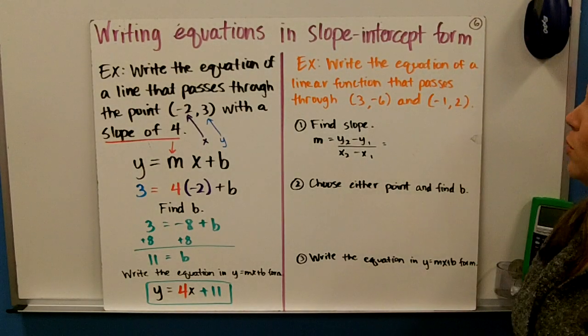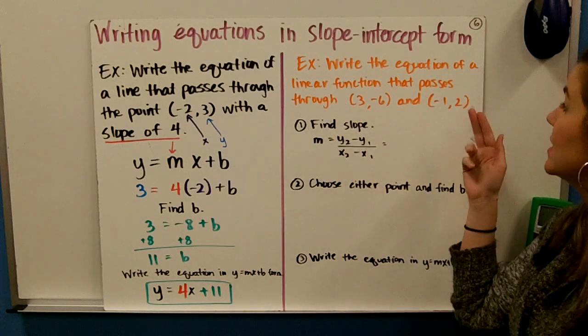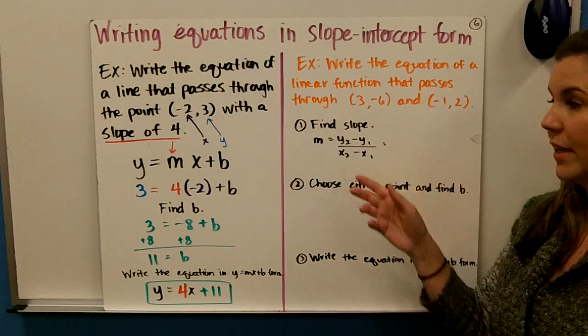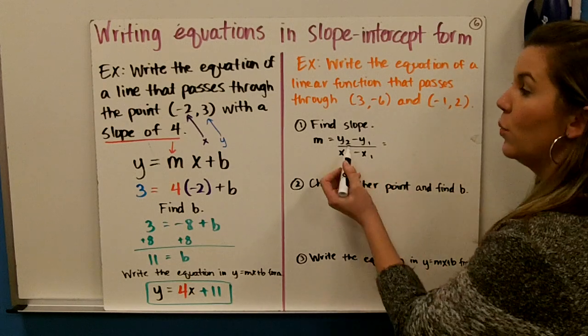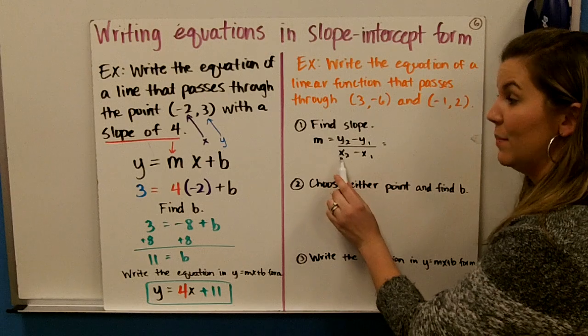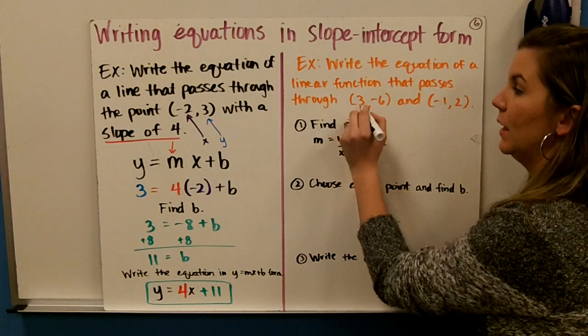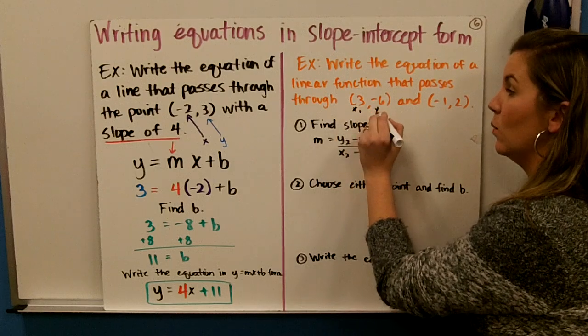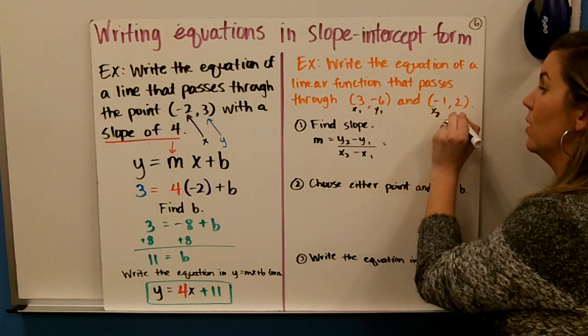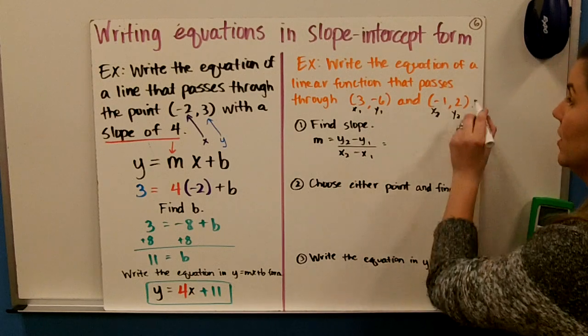Sometimes you may be given 2 points. Write the equation of the linear function that passes through 3, -6, and -1, 2. Here's how you find the slope. We use the equation y sub 2 minus y sub 1 divided by x sub 2 minus x sub 1. Label your points, x1, y1, x2, y2. And then simply substitute them into this equation.